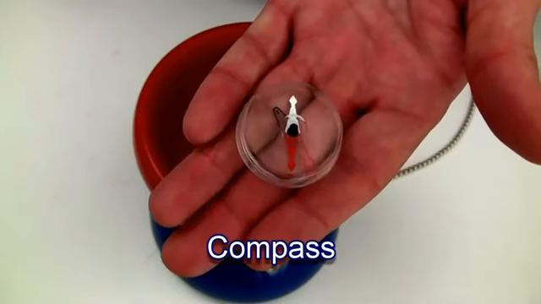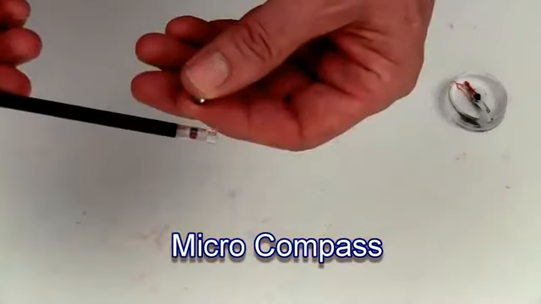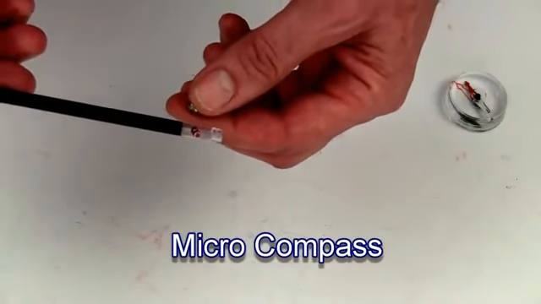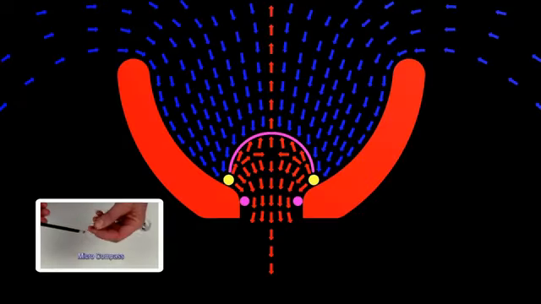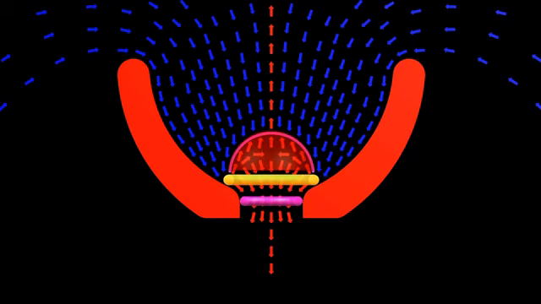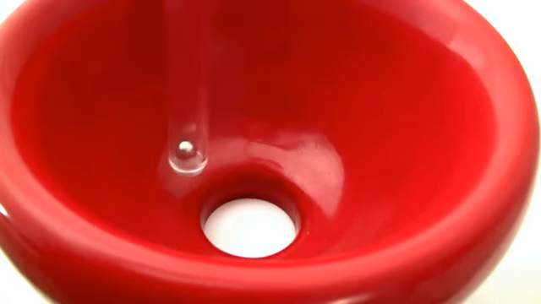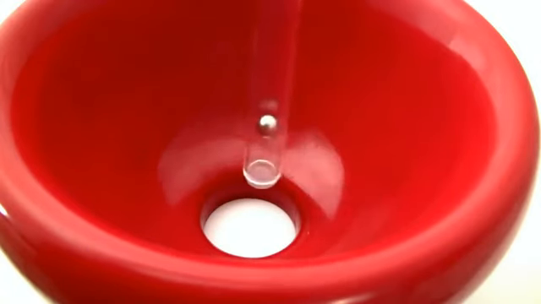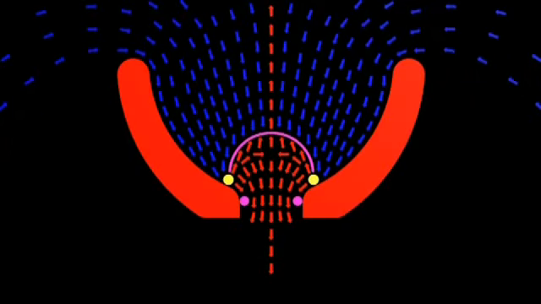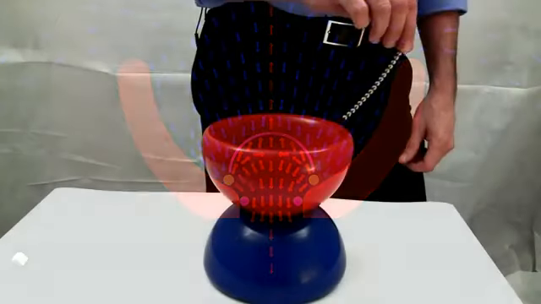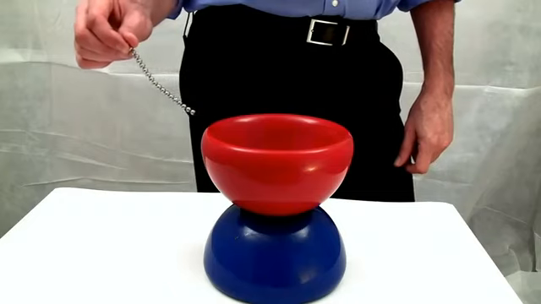A regular compass is much too large to properly map the fields within the magnetic bowls, so a much smaller magnetic compass was fabricated to map the fields in and around the magnetic bowls. The red and blue arrows shown here indicate magnetic orientation and the direction of the flow of matter in and around the magnetic bowl. The red arrows indicate magnetic north, and the blue arrows indicate magnetic south. Here we see a magnetic sphere being used to reveal the shape of the confinement dome. Here we see a string of magnets being used to show the magnetic field lines in and around the magnetic bowl.